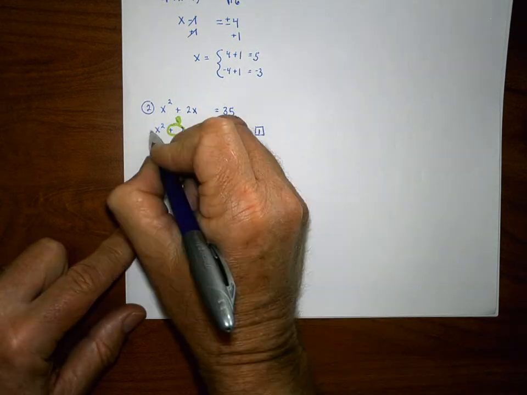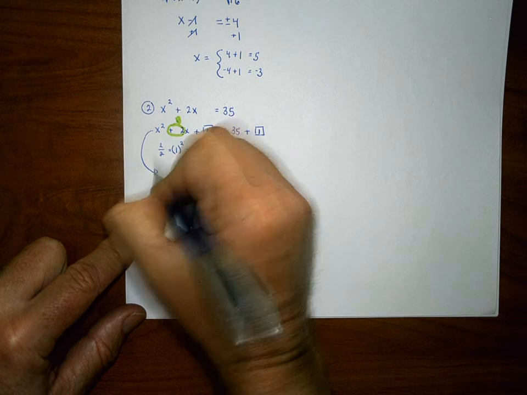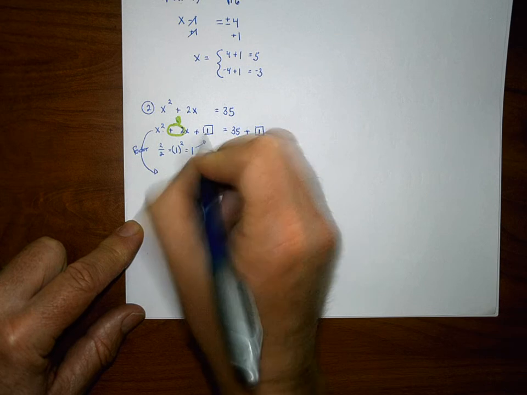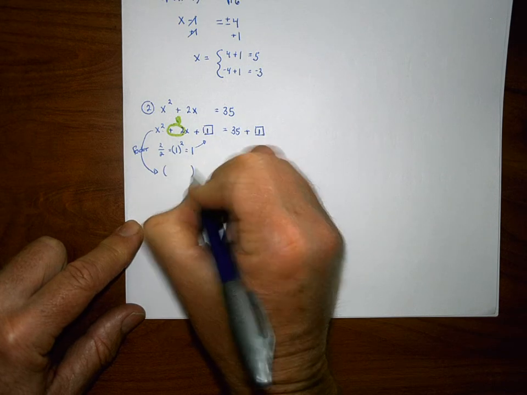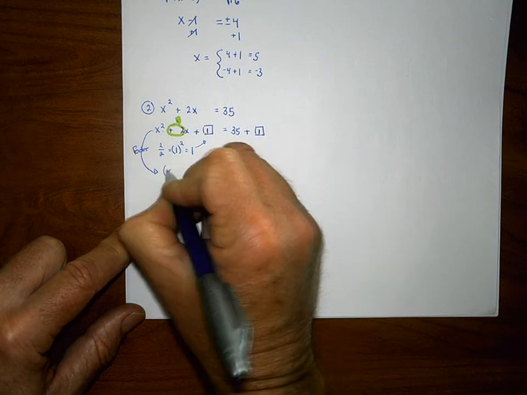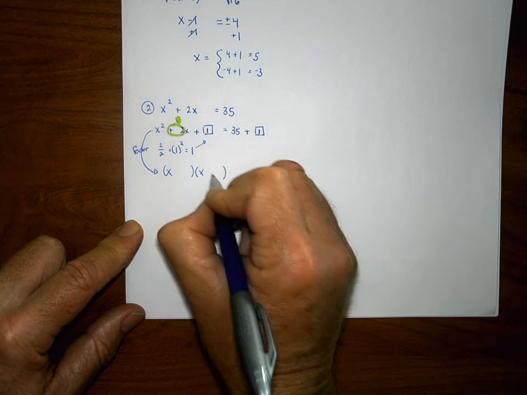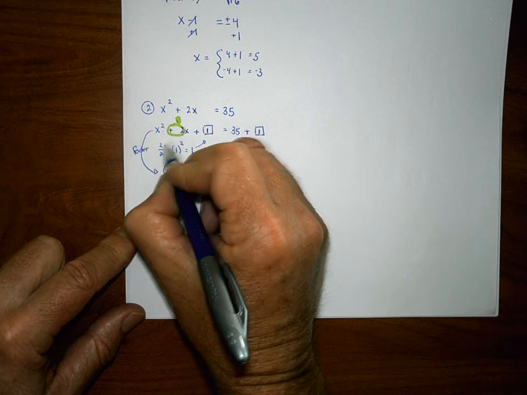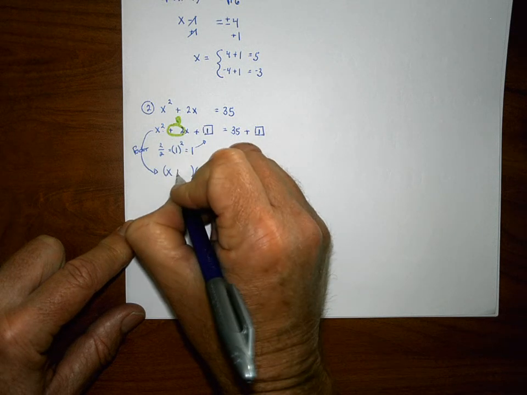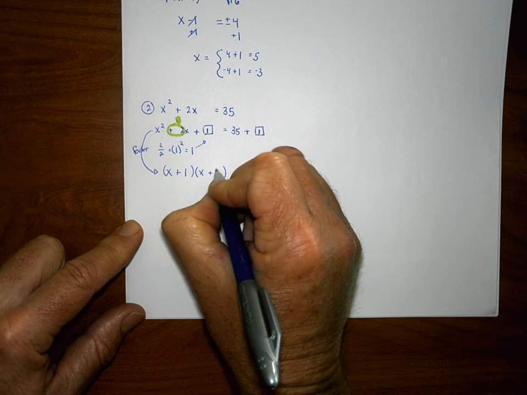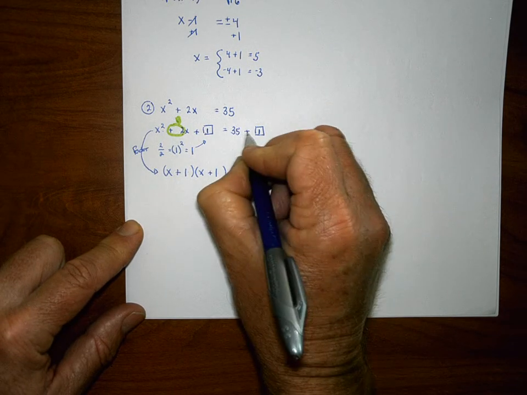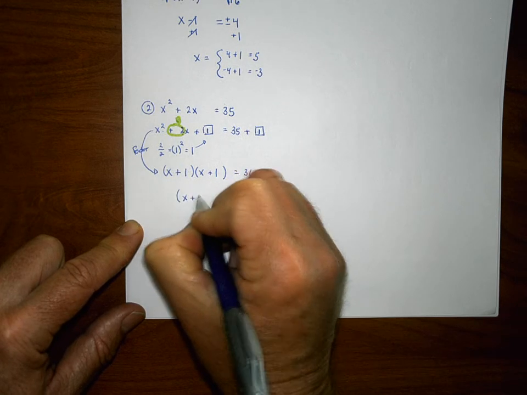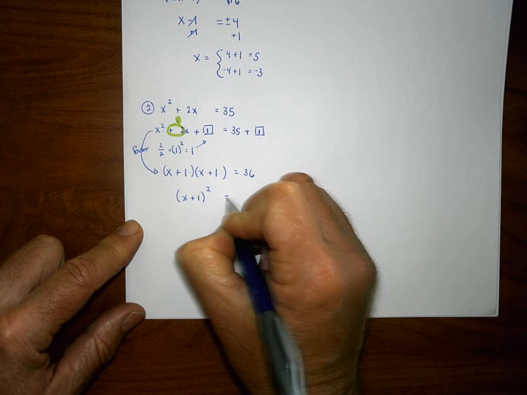Okay, then my next step is I'm going to factor this perfect square trinomial. It's going to factor into 2 binomials. They're both going to start with x. And then remember, the number I put in both spots is going to be the same number, and it's going to be half of my b value. My b value is 2, half of 2 is 1, positive 1, so I get x plus 1 and x plus 1, and that's equal to 35 plus 1, which is 36. So this means I have 2 sets of x plus 1's, and that is equal to 36.